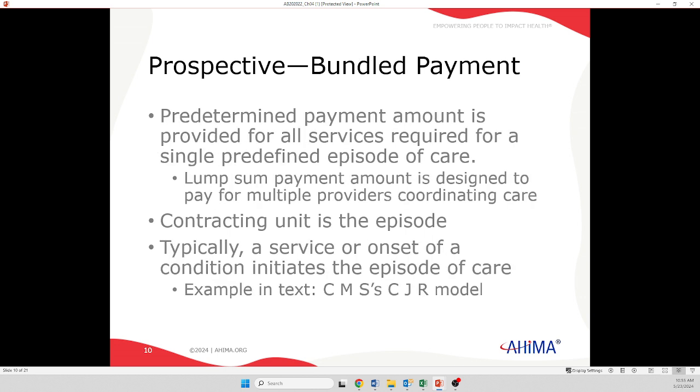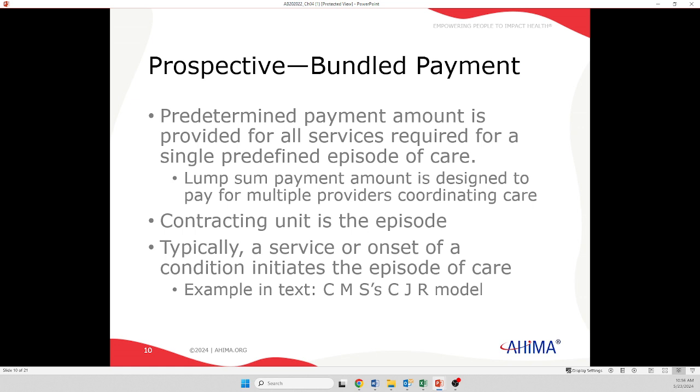Last is our bundled payment. And this is also by episode. This to me is real similar to the global payment because you have a predetermined payment amount that is provided for all of the services that are required. So it's a lump sum payment. This can be different providers that are providing, and it can be looking at different conditions.